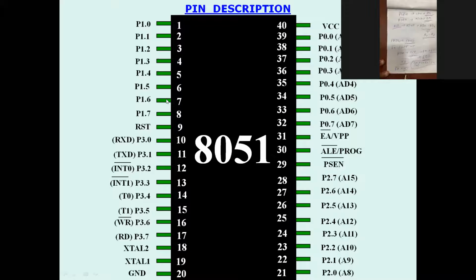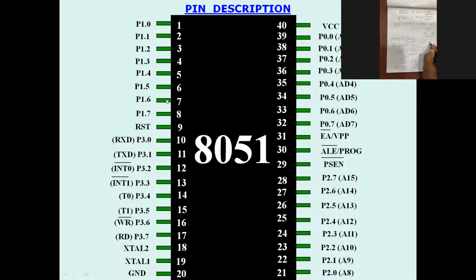So either the program will be executed only from the internal memory, or first from internal and then external memory. In both cases EA bar is connected with plus 5 volt. If you want to execute the program from the external memory only, then EA bar is connected with ground. Is it clear? If your program will be executed only from external memory, then it is connected with the ground. Okay? Clear?